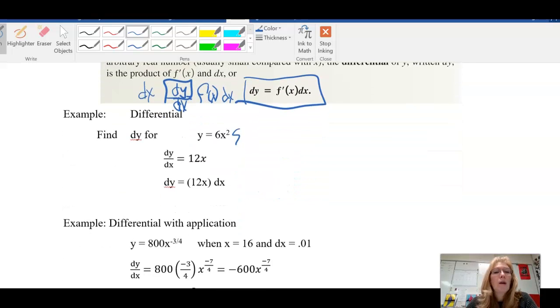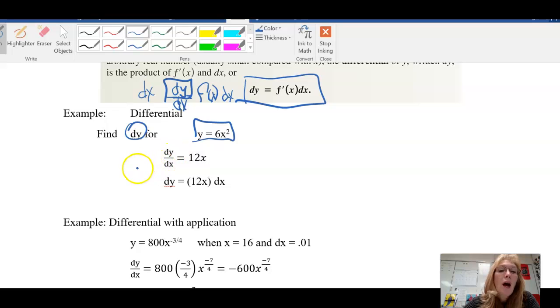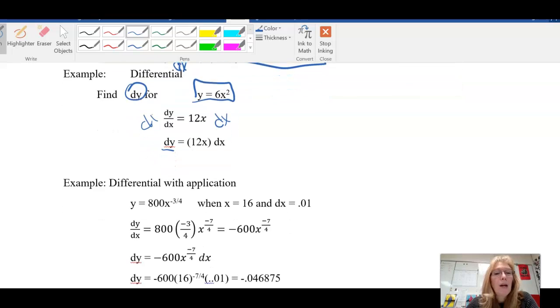So let's go through here. We have y equals 6x squared. I want to solve for dy. Your first step is to find the derivative. The derivative of y with respect to x is 12x. If I want to know how y is changing with respect to x, I multiply both sides by dx, and this will give me the change in y. Nothing too earth-shattering, right?